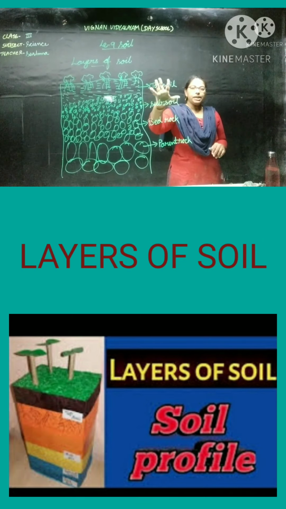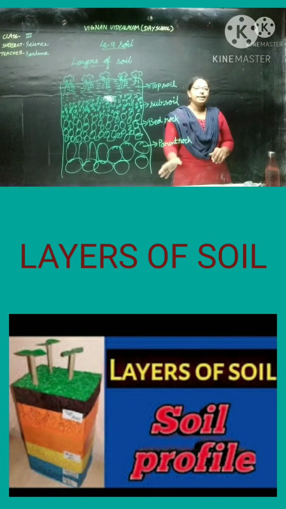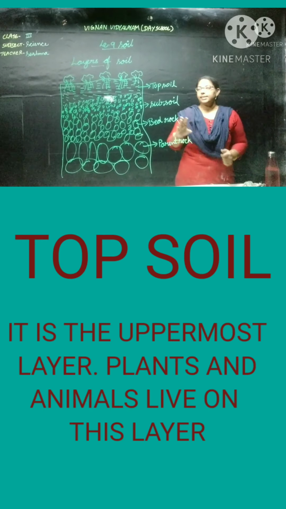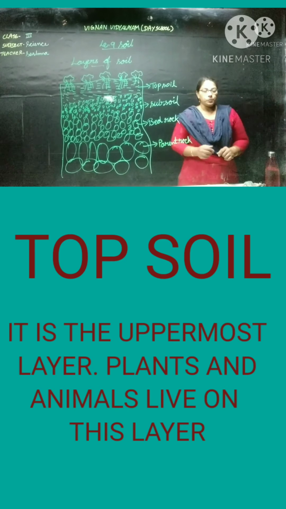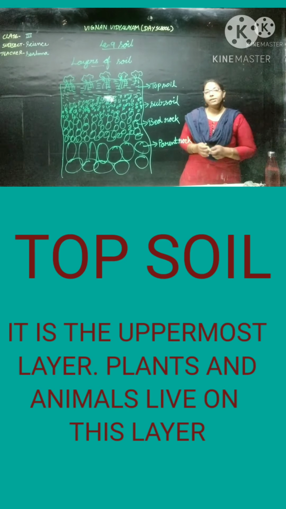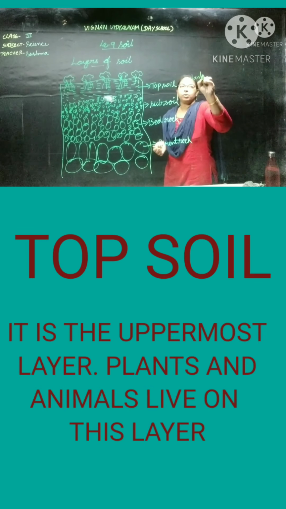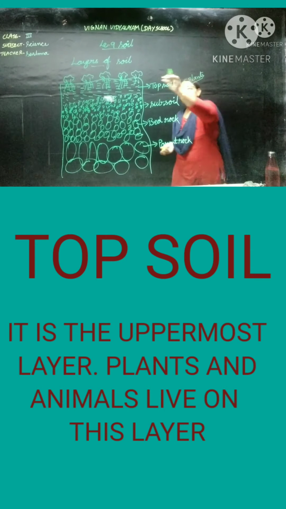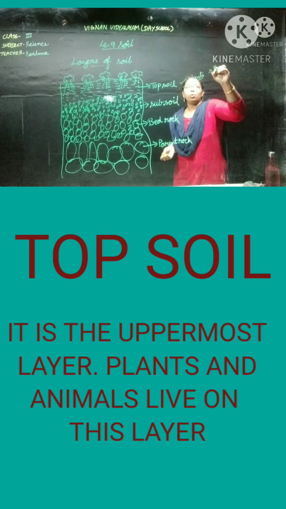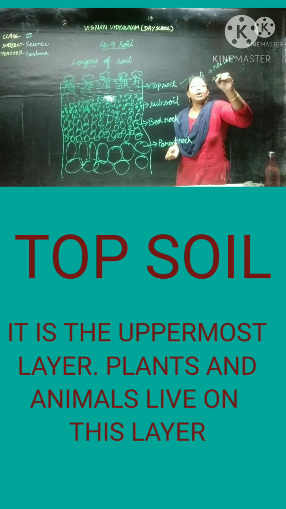Depending upon the size of these pebbles and the growing of plants, the soil is divided into 4 layers. See, the first one, the layer on which the plants grow, is called topsoil. Only in this topsoil will plants grow, children. Why only on the topsoil? Because this topsoil can hold more water and it has more humus.